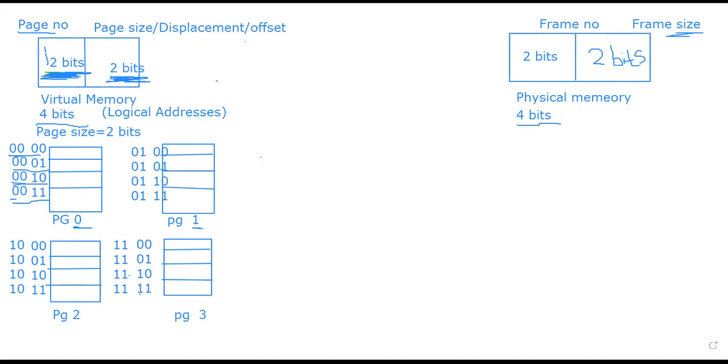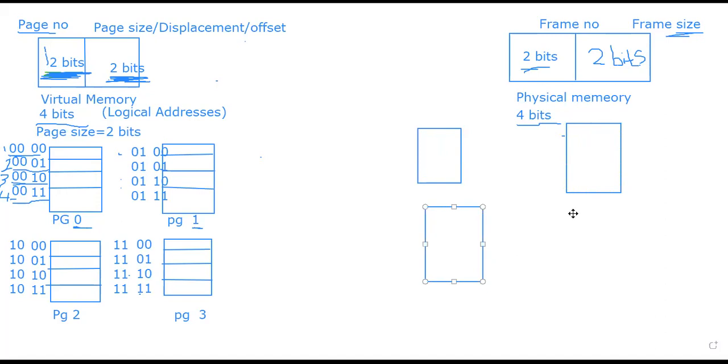If you note here, with 16 addresses, this is our first address, this is our second address, this is our third address, this is our fourth address, then fifth, sixth, and so on. Here for the frame number we are also having 2 bits. 2 to the power 2 is 4, so 4 frames will be created: this is our first frame, second frame, third frame, and fourth frame.